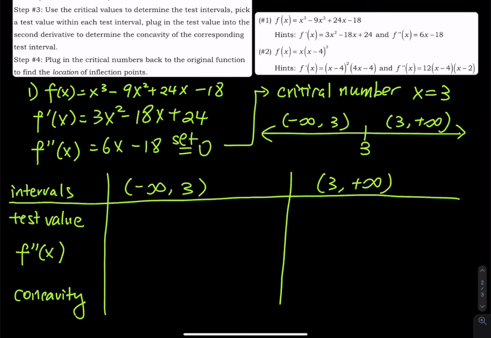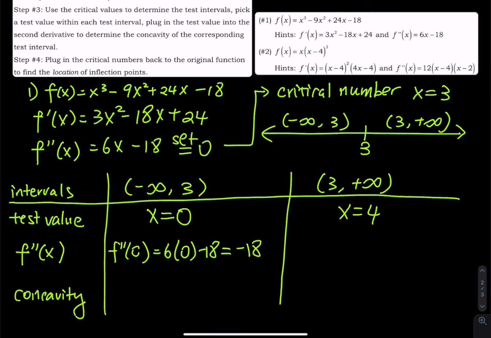So what is the test value? I want you to pick a value between the upper limit and the lower limit. Pick something easy. So this one, I'm going to pick x equals 0. You can pick x equals negative 10 million, as long as the test value is in the interval, you will be okay. But if you pick negative 10 million, then you have a tough time when you plug it into f double prime. So always pick something easy. For the second, x equals 4. Then you test f double prime of 0. So f double prime of 0 is 6 times 0 minus 18, that equals negative 18.